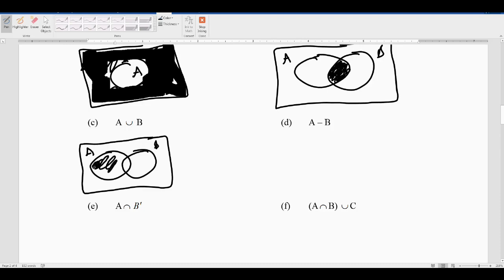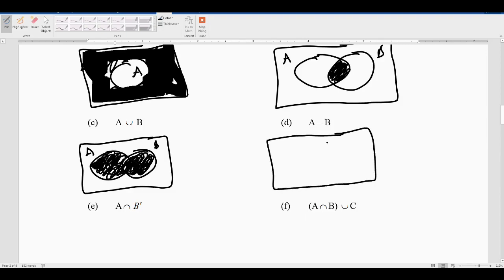So I'm going to shade all of that, all of A. I'm also going to shade all of B. Because if it's in at least one of them, it's in the union. And then A minus B. I want to shade A, but I want to leave the B out. So I'm not going to include it. So I'm going to shade everything in A that's not B. That's what that means.